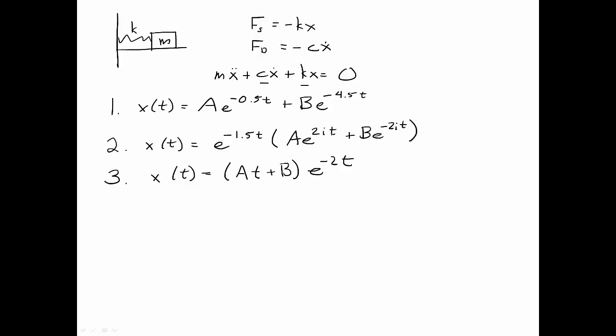Alright, so we had these 3 different solutions, and I told you this first one was called overdamping. The second one is called underdamping. And the third one is called critical damping. So remember, you know what exponential decay looks like, and when you see complex exponentials, those correspond to oscillations like sines and cosines. So here's what I want you to do.